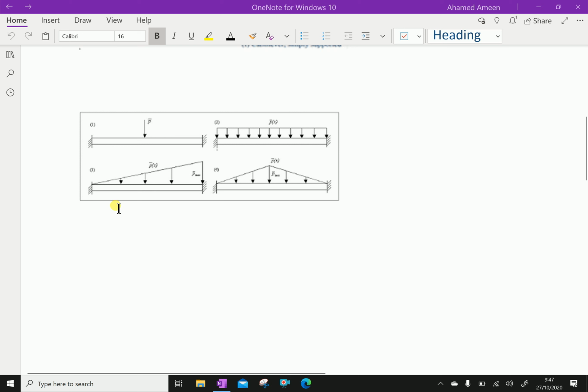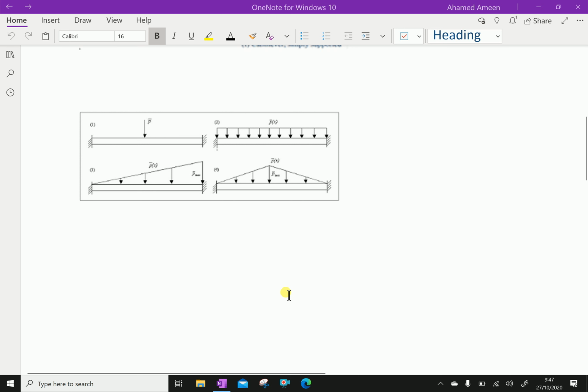Next one, uniformly varying load. Here the beam is fixed at both ends, but the load concentration is uniformly varying from one end to the other end. Next one is a fixed beam but with uniformly varying load from the center point. From the center point the load is reducing linearly to the left end, and as well the load concentration is varying linearly to the right end.